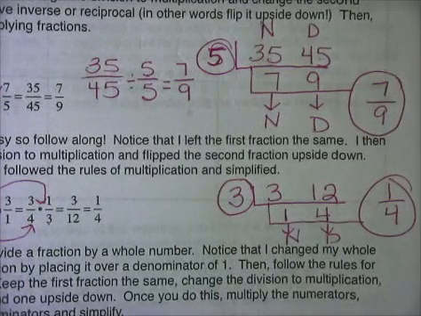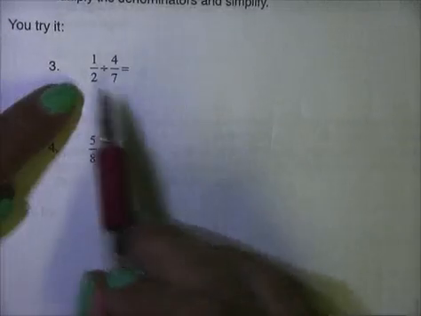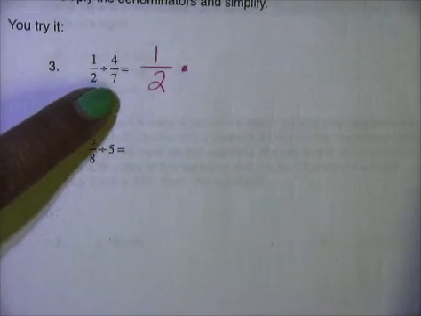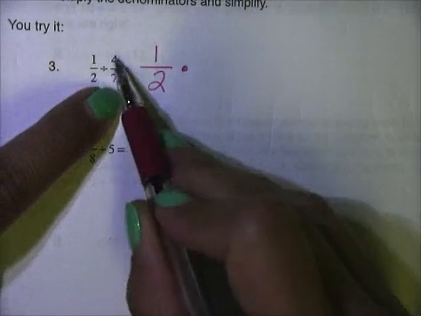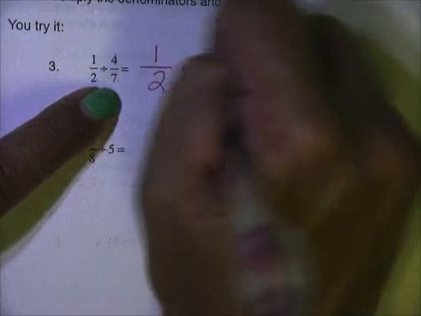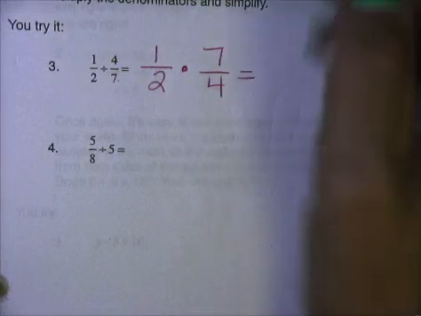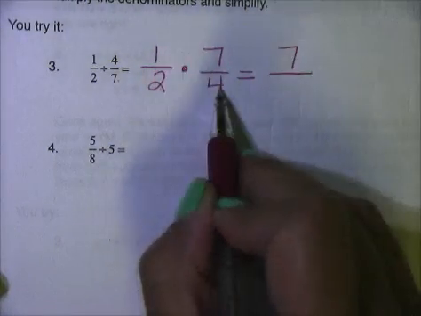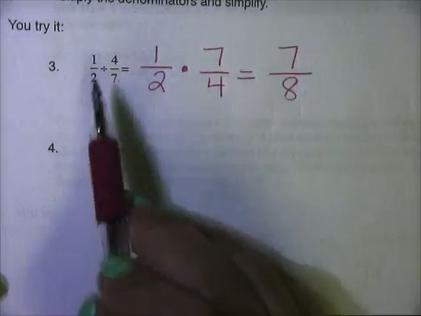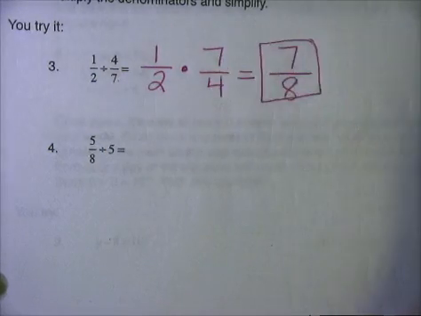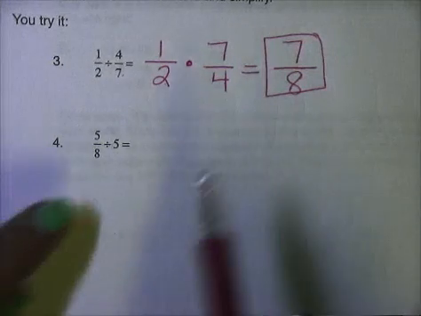Let's go ahead and try a couple down at the bottom. So we have 1/2 divided by 4/7. Remember, we're going to leave the first fraction the same. We'll change the division to multiplication, and we're going to flip that 4/7 upside down, so we have 7/4. Now we multiply straight across. 1 times 7 is 7. 2 times 4 is 8. So 1/2 divided by 4/7 is 7/8. It's in simplest form, so we don't have to do any more work.